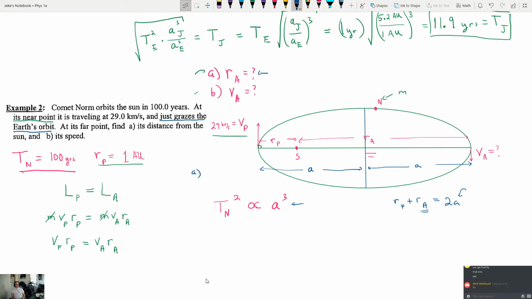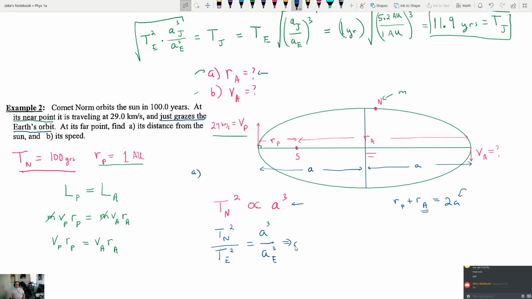So let's do it. To actually use this equation, we need to use a ratio. We're going to use Earth as our ratio, because the Earth is also orbiting the Sun. So the period of comet Norm, which we know, squared, divided by the period of the Earth squared, which we also know, should be equal to the semi-major axis for comet Norm, which I'm just going to call A, divided by the semi-major axis for the Earth, cubed. So we should be able to solve for A here.